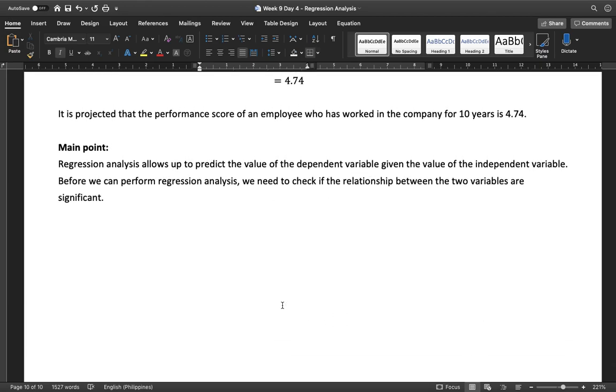So, regression analysis allows us to predict the value of the dependent variable given the value of the independent variable. Before we can perform regression analysis, we need to check if the relationship between the two variables is significant. So, yun. Kailangan mo alamin si R, kailangan mo i-test si R, saka pa lang pwede mag-regression analysis. Medyo mahaba ang step. No? Maraming ginagawa. So, ganun din naman talaga kapag regression analysis. So, I hope you guys learned a lot today. In our next lesson naman, we'll learn about graphing the line of best fit. So, that's the last part of regression analysis na rin naman natin.